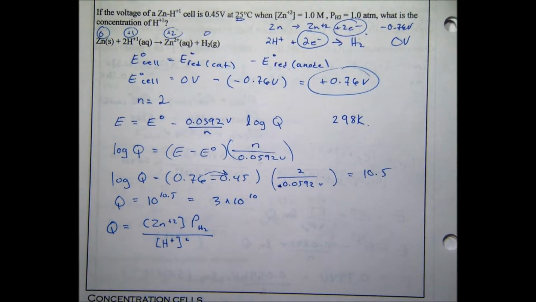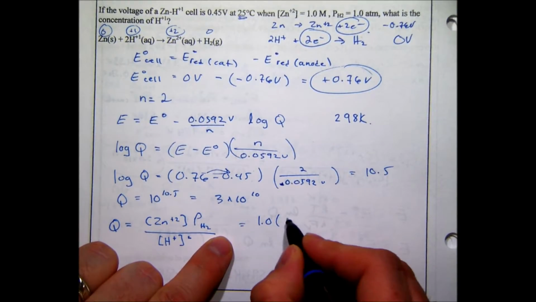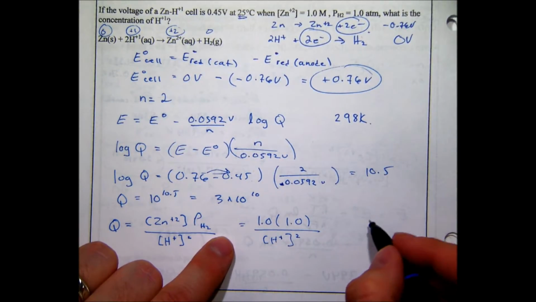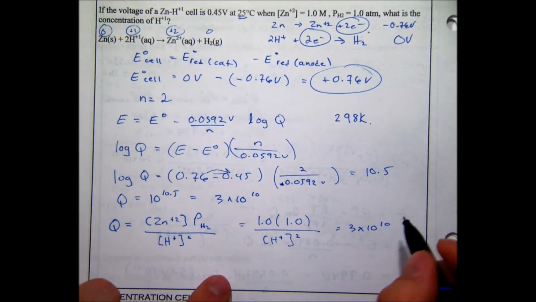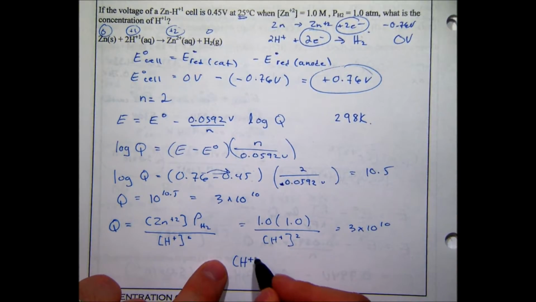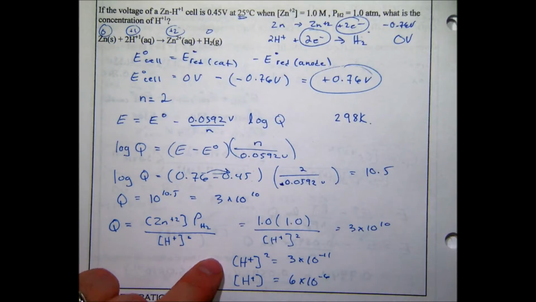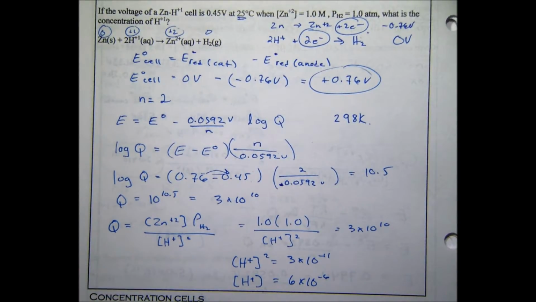So we're going to cheat a little bit and use pressure in this Q expression, because we're assuming standard conditions. We solve our Q. Concentration of H plus squared is equal to 3 times 10 to the negative 11. Concentration of H plus is equal to 6 times 10 to the negative 6, giving us our value for H plus.